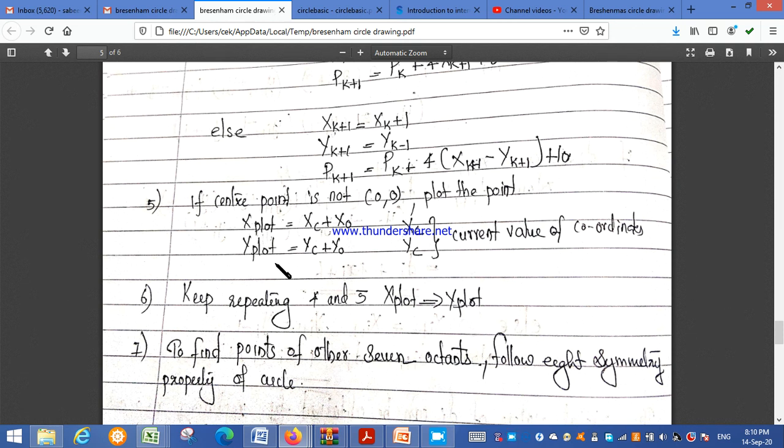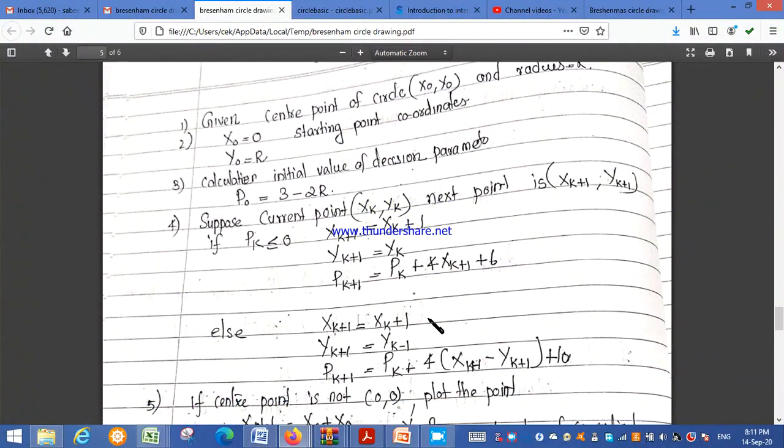Then you have to repeat these steps until x plot reaches y plot, that is, x plot is equal to y plot. You have to repeat these steps, that is, you again calculate pk plus 1. Using the current pk, you check whether pk is less than 0. If pk is less than 0, xk plus 1 becomes xk plus 1 and yk plus 1 becomes yk, and you have to update the pk value using this equation.